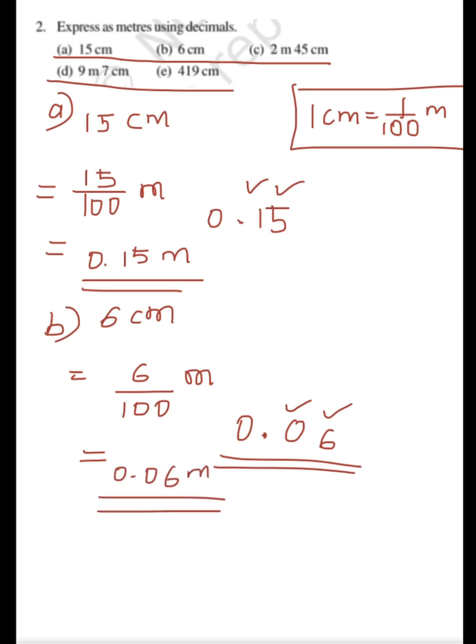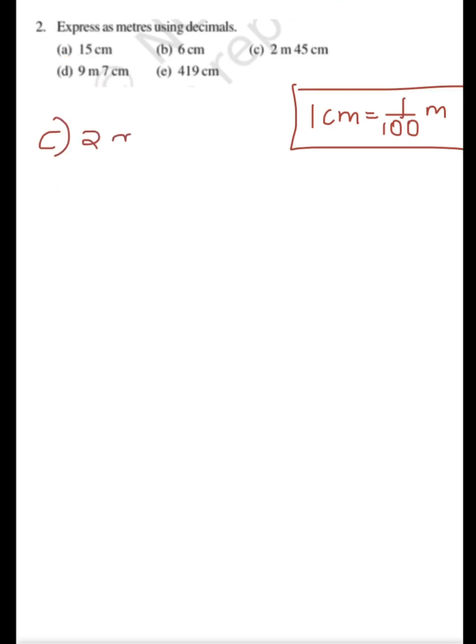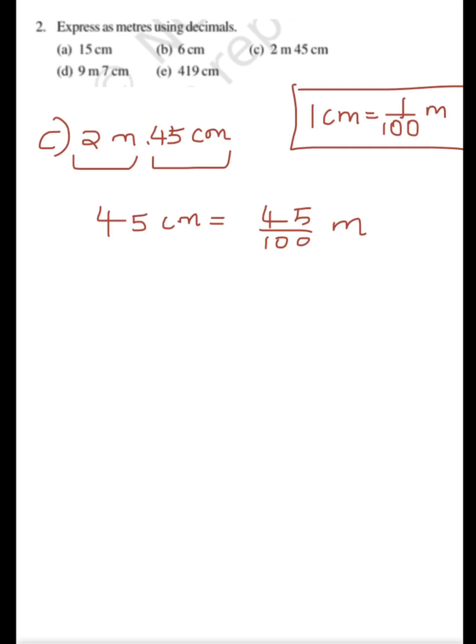Now what about C? 2 meter and 45 centimeter. 2 meter is already given in meter, so you have to convert only 45 centimeter to meter. 45 centimeter will be equal to 45 by 100 meter. Now how will you divide this 45 by 100? 45 by 100 means 2 zeros, so 1, 2. So here you have to put the decimal point. So our answer will be 0.45.